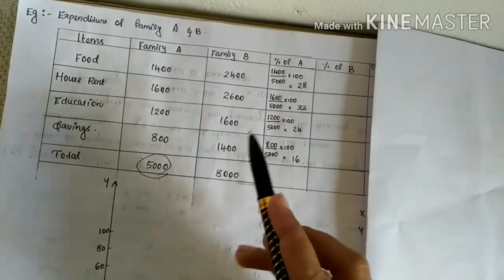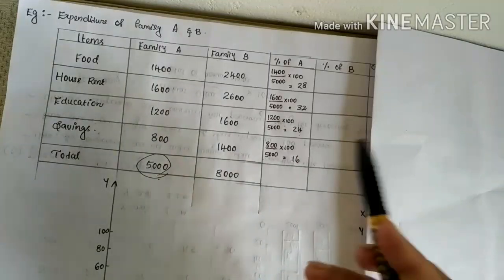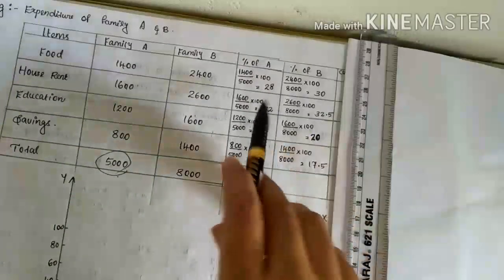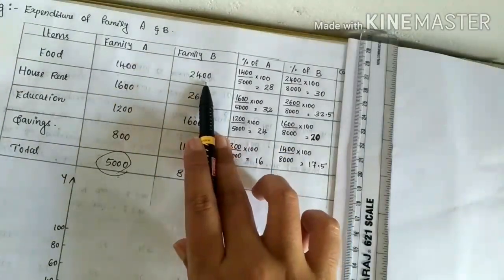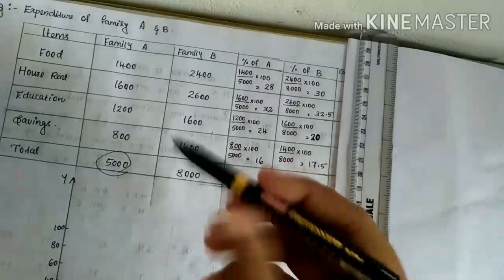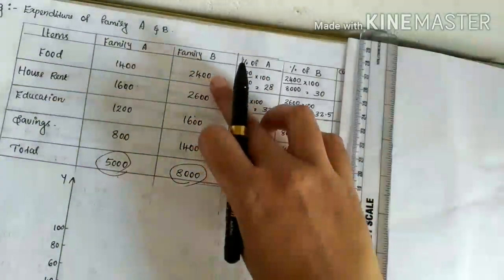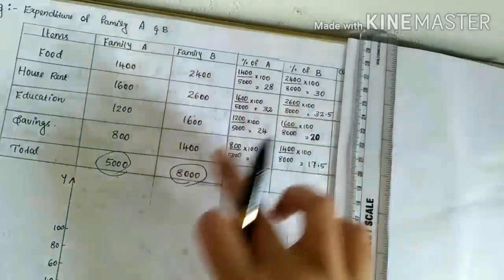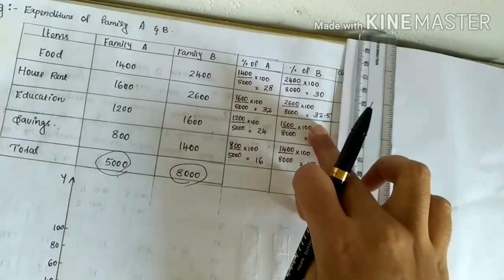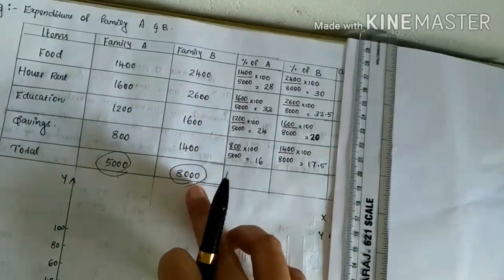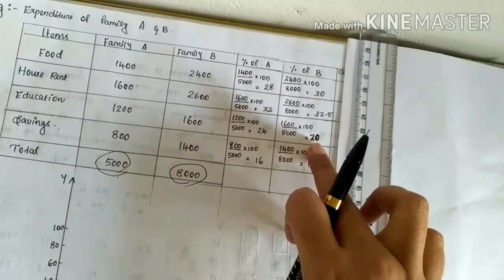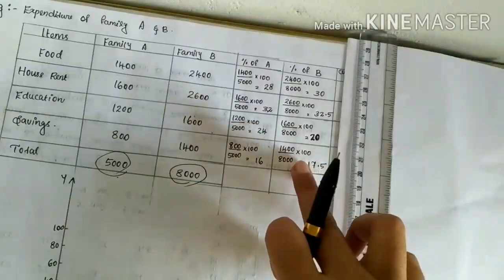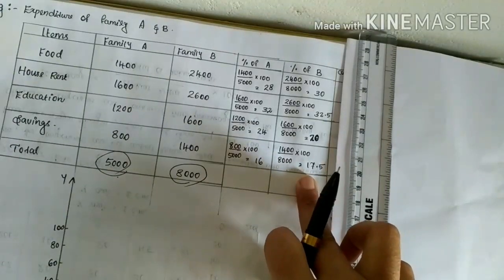The same way, you have to calculate the percentage value of the whole item of family B. So here the value of food item is 2400 and the total of the actual value is 8000. 2400 divided by 8000 into 100, it is 30. Then 2600 divided by 8000 into 100 is 32.5. Then 1600 divided by 8000 into 100 is equal to 20. Then 1400 divided by 8000 into 100 is equal to 17.5.